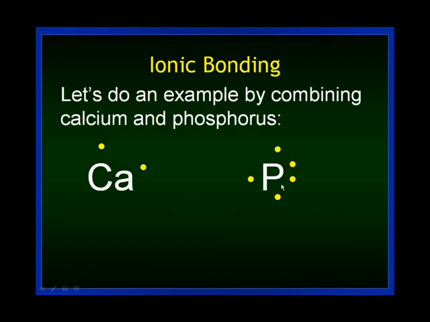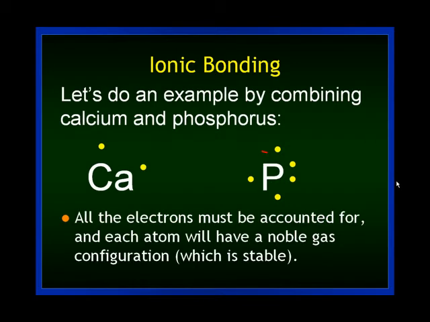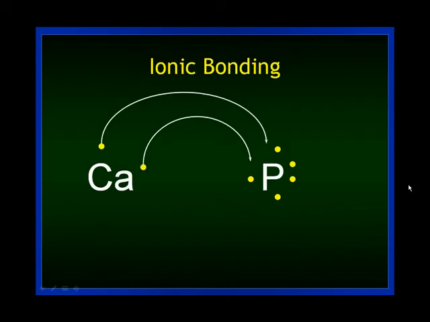Okay, let's do another example using calcium and phosphorus. Calcium has 2 valence electrons and phosphorus has 5. We have to make sure all the electrons are accounted for so that each one has a noble gas configuration. Well, calcium has 2 it wants to get rid of. Phosphorus is looking for 3. So it's not quite as simple as our previous example with sodium and chlorine. So calcium's going to give away its 2 electrons to phosphorus.